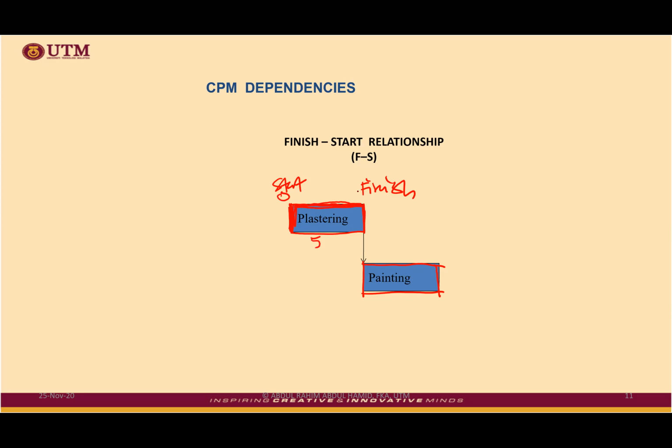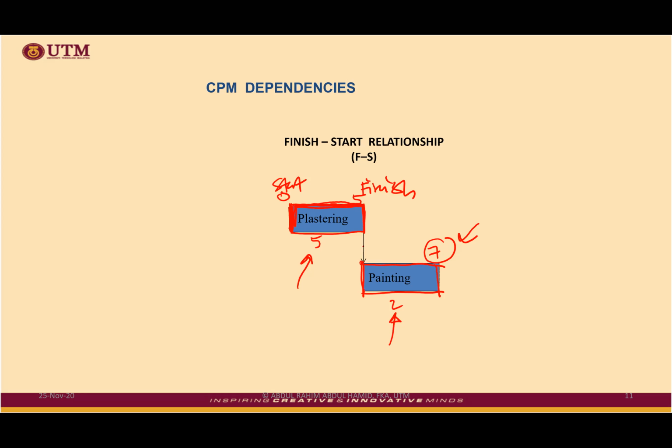Let's say plastering is 5 days, and painting is 2 days. 5 plus 2, so you are going to complete the project in 7 days. So that 5 does not mean the same day. It is the following day, because that day at 5 p.m. is already a non-working day. It is off time already, so you cannot basically do the work. So whatever duration you mention here, it refers to solid working days.